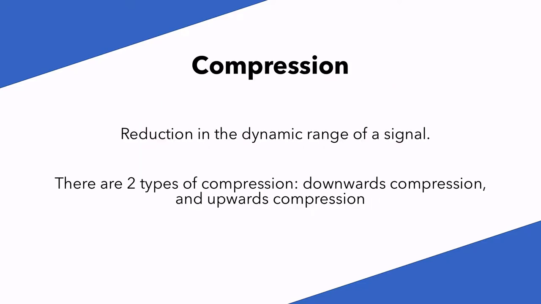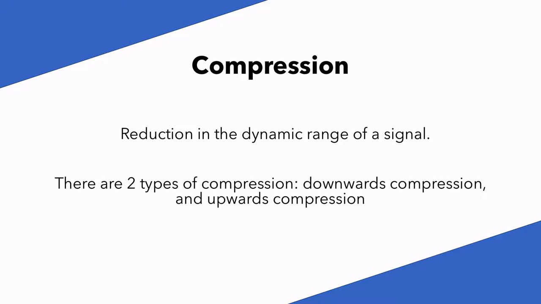So first of all, I want to really quickly go over some compression definitions, just so that we're all on the same page going into this tutorial on dynamics. Compression is simply reducing the dynamic range of a signal. And when I say dynamic range, I'm talking about the difference between the loud and the quiet parts of a signal. The reason that we compress things is to achieve a more consistent volume.